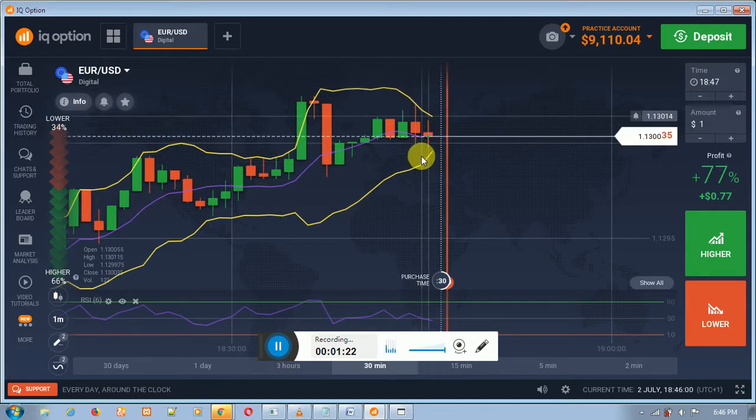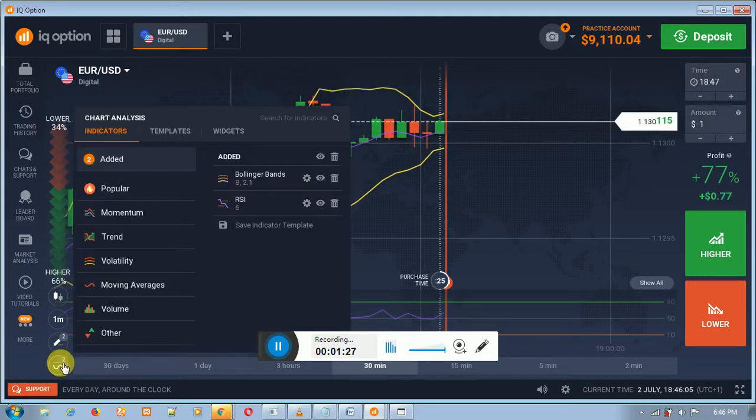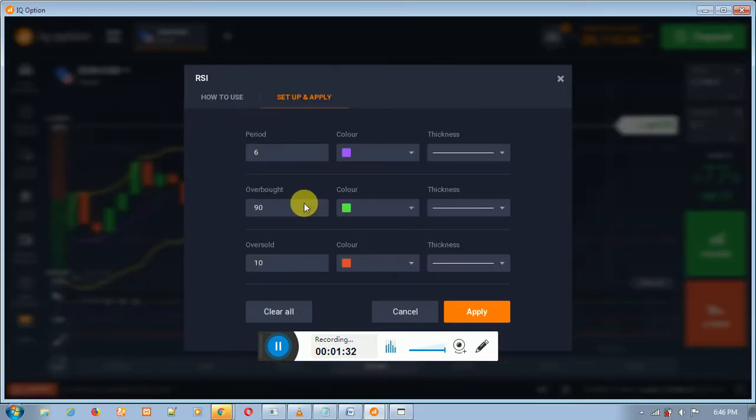Let me quickly go to another thing which I use as setting, which is my RSI, relative strength index. My RSI has a period of 6, and I make my overbought 90, I make my oversold 90. My RSI has a moving line which is purple. The overbought has a line of green, and I have oversold of red. Then I apply. That is a simple setting.